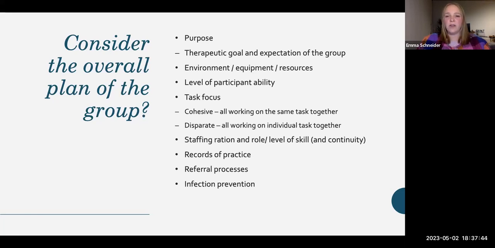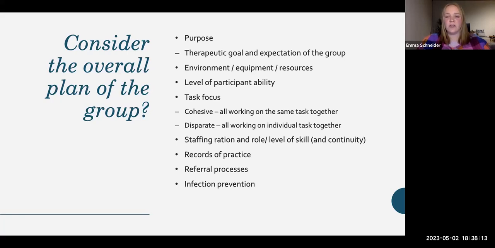Think about the environment, the equipment and resources. Are they actually available? Is it realistic? Is it going to work? If something is missing, then try and obtain it, or as best as possible. The level of participant ability, so their physical ability or their cognitive ability, how can people be included? Maybe the environment can only tolerate a certain number of wheelchairs, so then there might be a cap on the number of participants.